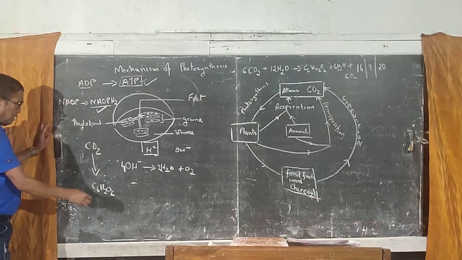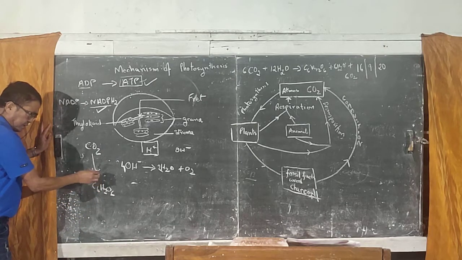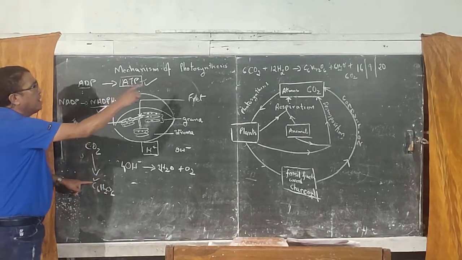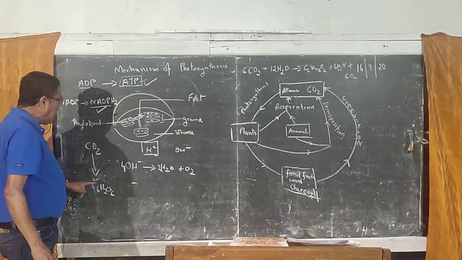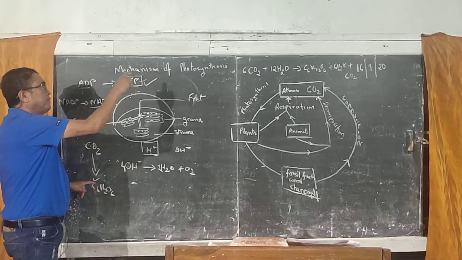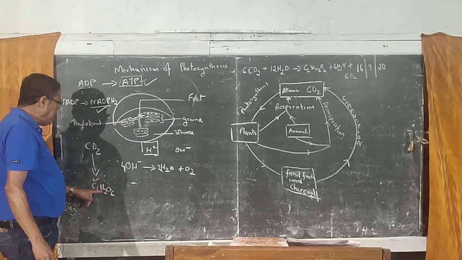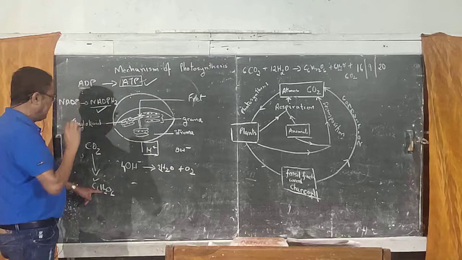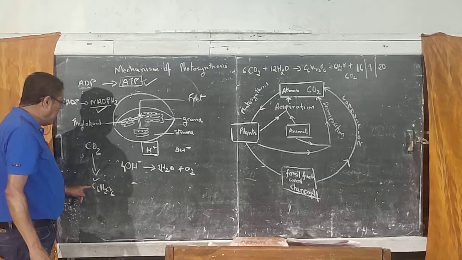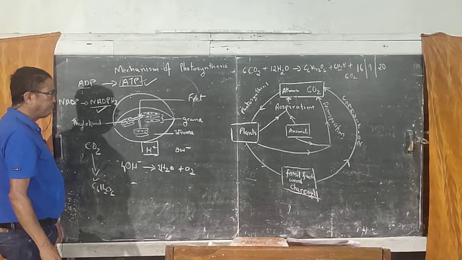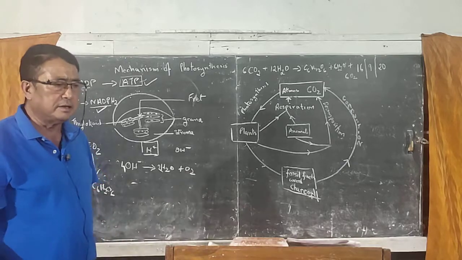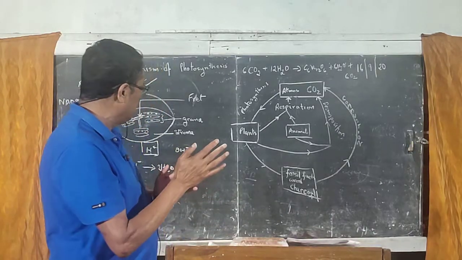Now see, since starch is produced, it requires carbon dioxide and water. Carbon comes from the carbon dioxide absorbed from the atmosphere. Hydrogen comes from the water, and oxygen also comes from the carbon dioxide. So this is the simple explanation of the mechanism of photosynthesis.